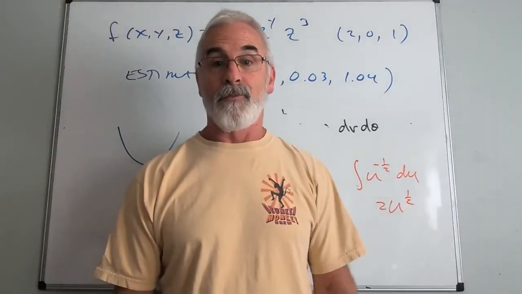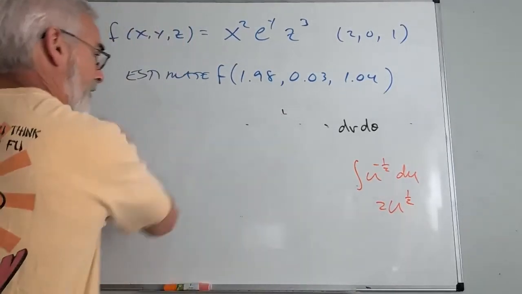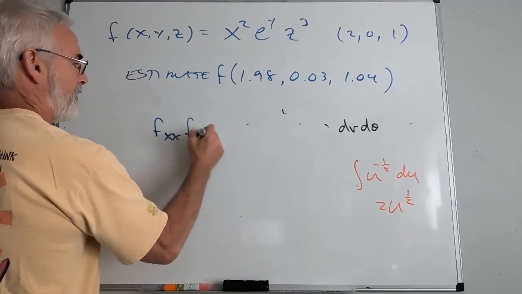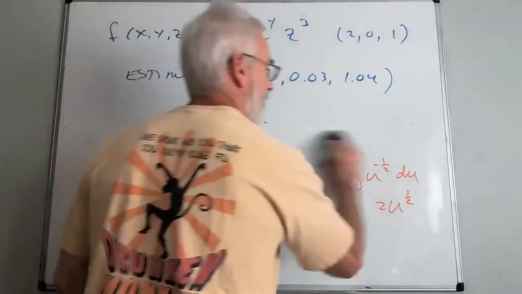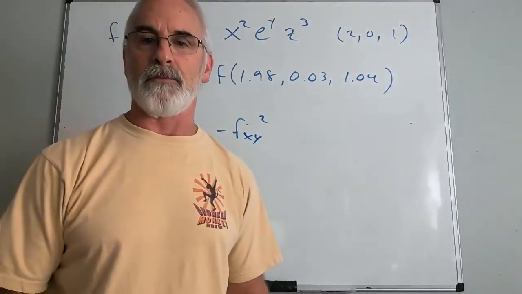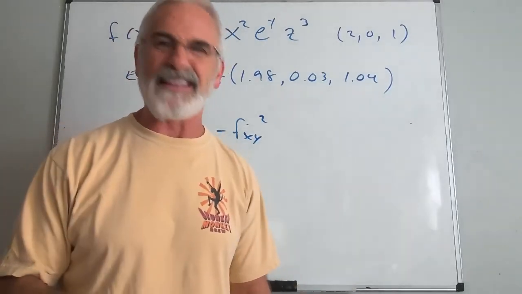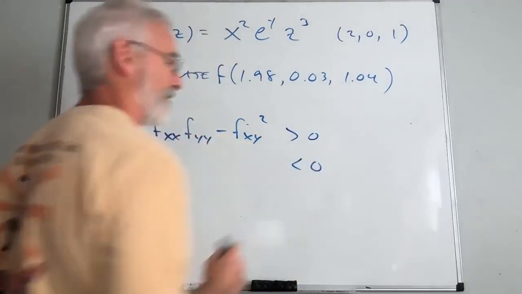Okay, what is the Hessian? That's a formula, but it's also a theorem. So I've got fxx, fyy minus the square of fxy. And by the way, I'm not going to give you a Hessian problem where the Hessian is 0, because that means it's inconclusive. That's just evil. It's greater than 0 or it's less than 0.